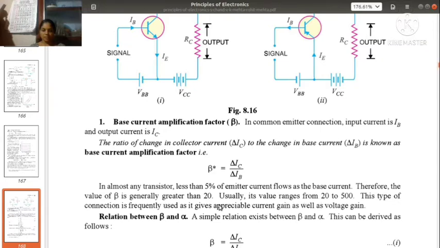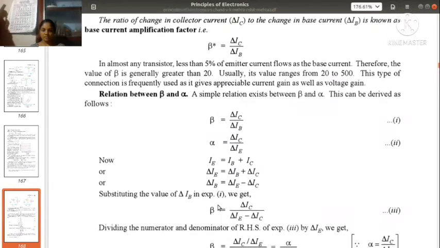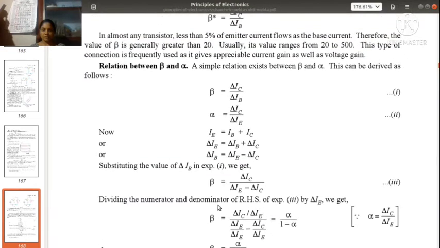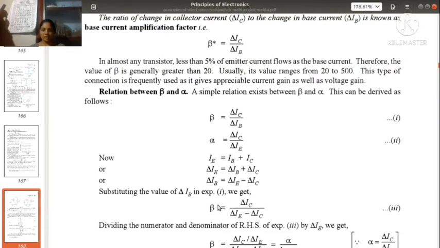This type of connection is hence appreciable because current gain and voltage gain are appreciable in this case. Okay. Now we can see the relation between alpha and beta. So what is alpha? Alpha is the current amplification factor in common base configuration. Common base means base is common to both emitter and collector, just as we have seen in the first configuration.